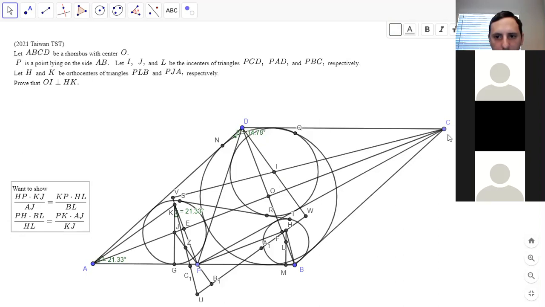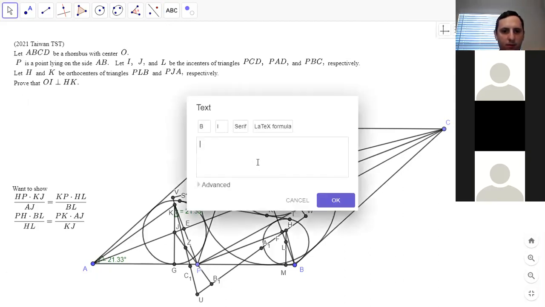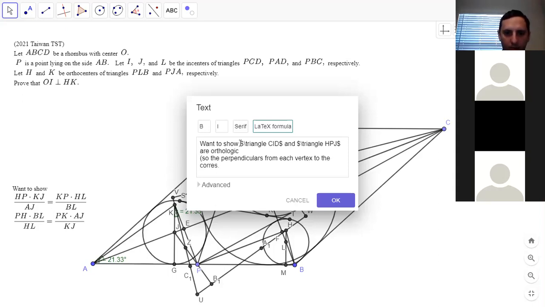Okay, so we want to show that CID and HPJ are orthologic. So that means the perpendiculars from each vertex to the corresponding sides of the other triangles concur. Okay, that's what orthologic means.